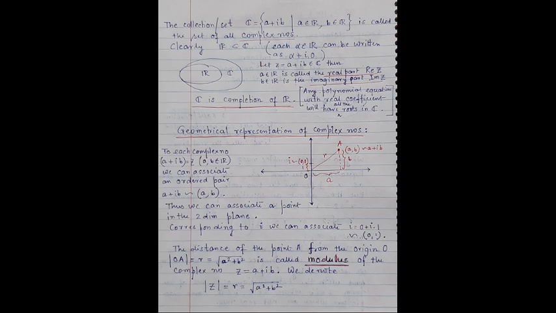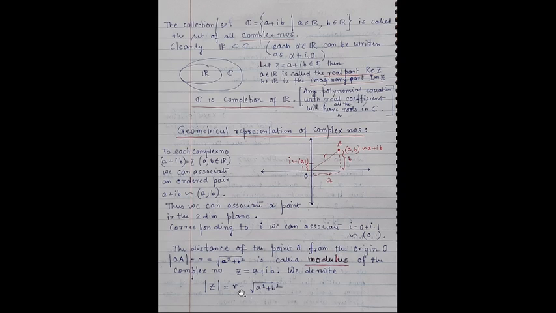So suppose A is the point (a, b), which corresponds to the complex number a plus ib, and it is at a distance r from the origin O. Then clearly, from your elementary coordinate geometry knowledge, you can say that this distance is a and this distance is b. So r is given by root over a square plus b square. All right, it's the Pythagoras formula.